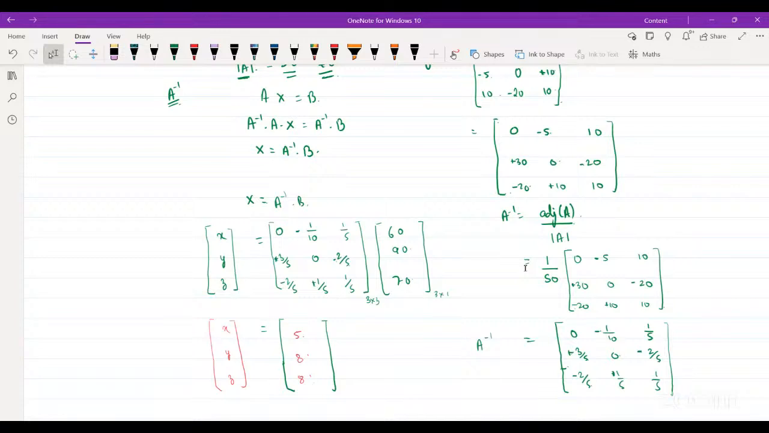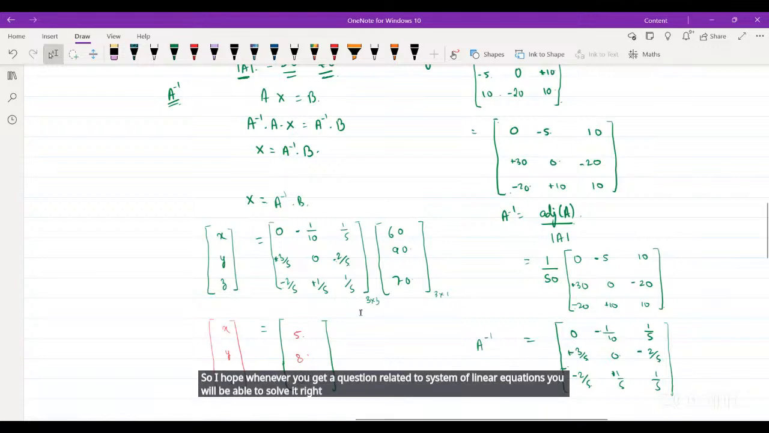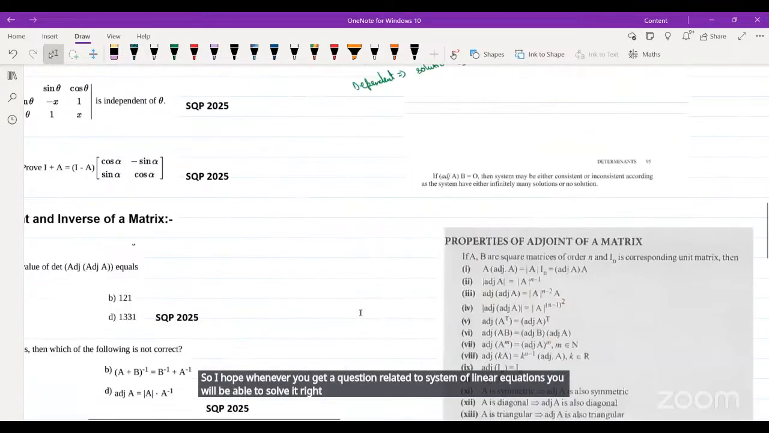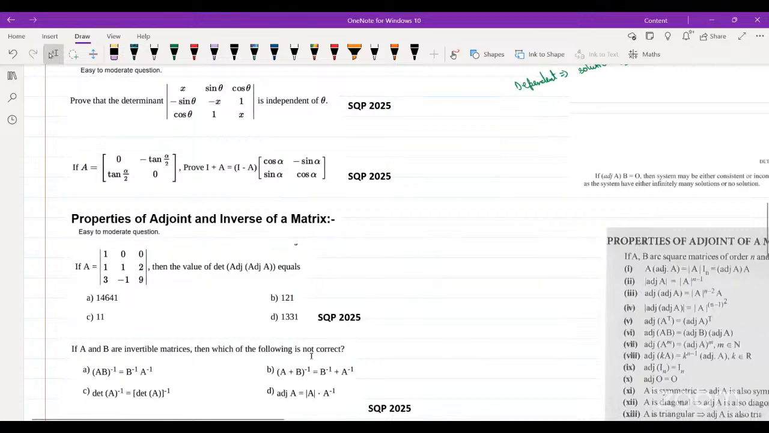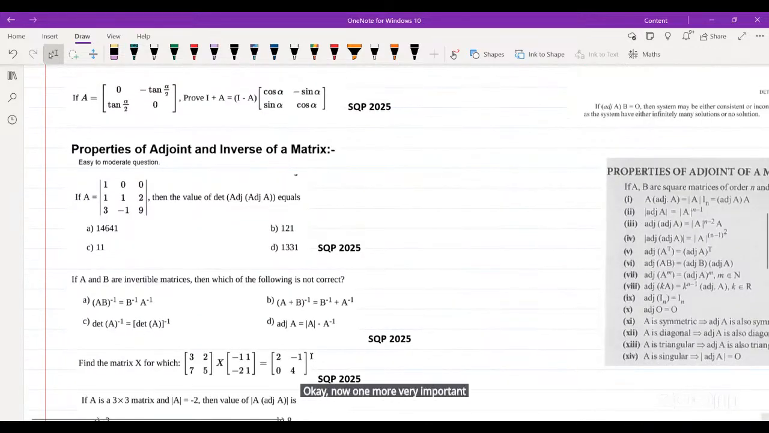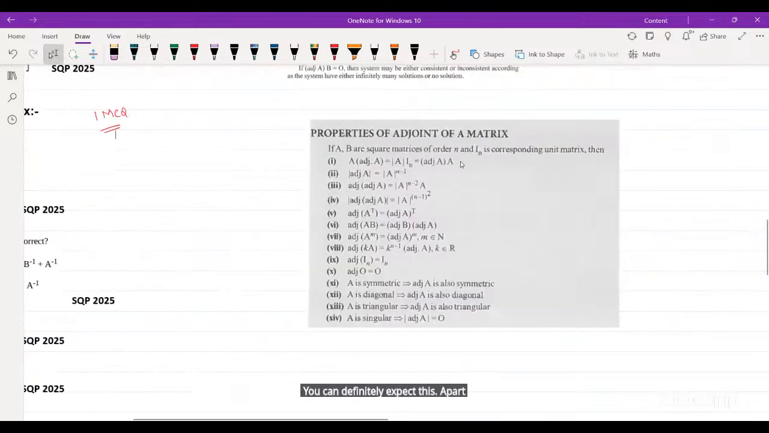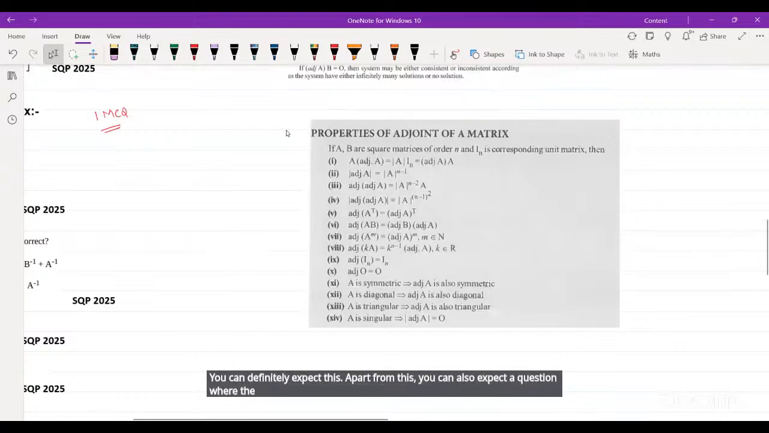So I hope whenever you get a question related to a system of linear equations, you will be able to solve it, right? Chalo, aa jao. Okay. Now, one more very important topic is properties of adjoint and inverse. See, you can expect one MCQ from this. One or two. You can definitely expect this. Apart from this, you can also expect a question where the properties of the adjoint of a matrix will be asked.